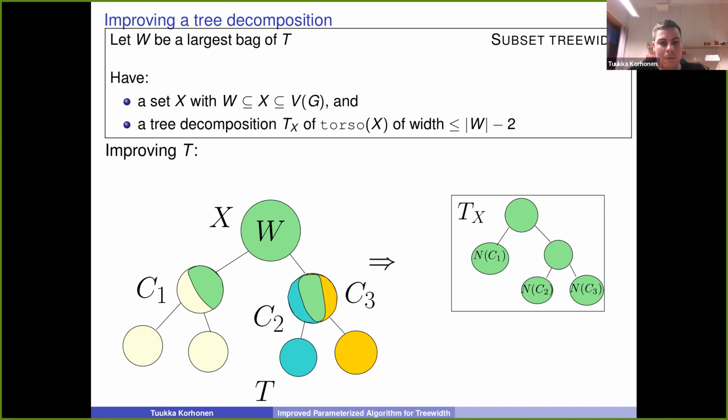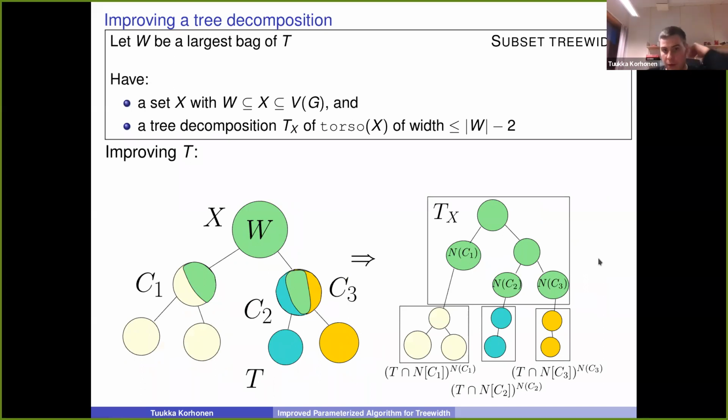And then, what's the construction of how we get a better decomposition by using this TX? Well, of course, the natural thing is to start with this TX. We know this TX is better than this T. So we start by just looking at this TX here. Because it's a decomposition of the torso of X, for each of these components we have some bag that contains the neighborhood of that component in X. So we have some bag that contains the neighborhood of C1, some bag for the neighborhood of C2, and the neighborhood of C3.